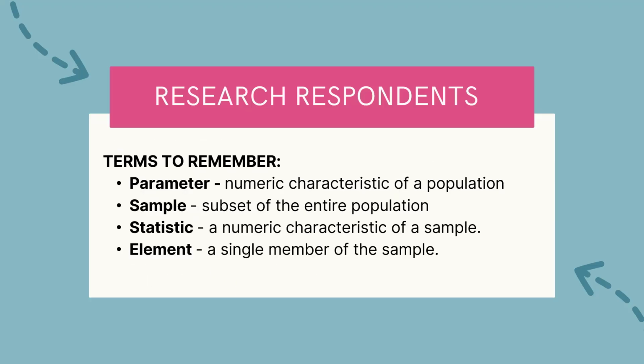Next are the terms to remember when we talk about research respondents. We have what we call parameter. This is the numeric characteristic of a population. And the opposite of this is the statistic, which is a numeric characteristic of a sample. In parameter, we do have what we call the sample or the subset of the entire population. And in the statistics, we also have what we call the element or a single member of the sample.